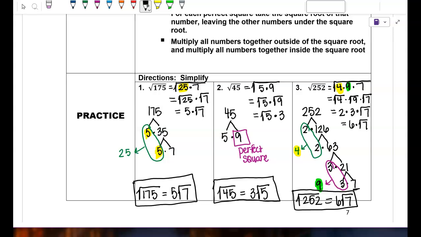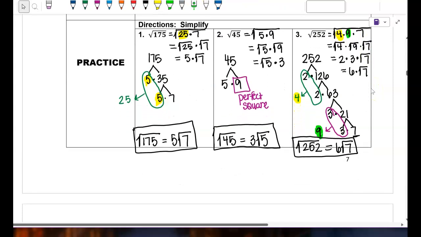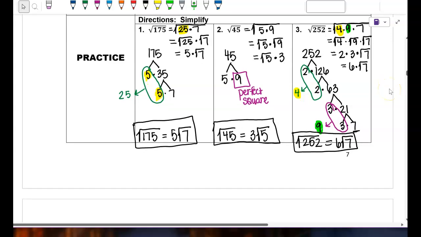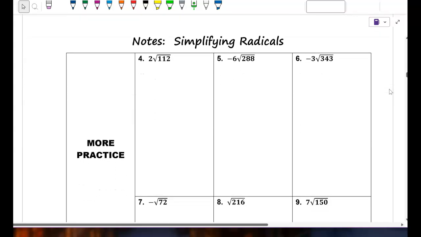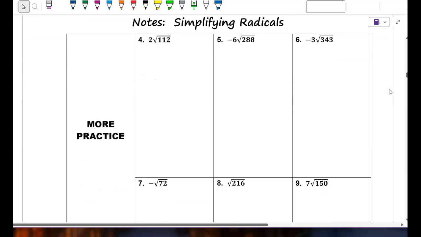Now, what happens if there's already a number outside of the radical? We need to address that situation because that does happen. How do I simplify if I have a number outside of the radical to begin with? So on the next page, we see the example 2 radical 112.